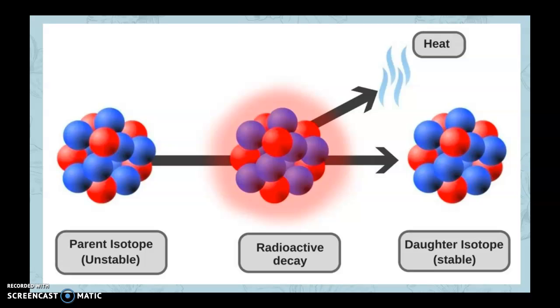Radiation is just the natural decay of some unstable atom, this one here on the left, into a stable atom. And the unstable atom here is just a parent isotope. We're going to call that a parent isotope. And when it decays, it naturally gives off a little bit of energy.